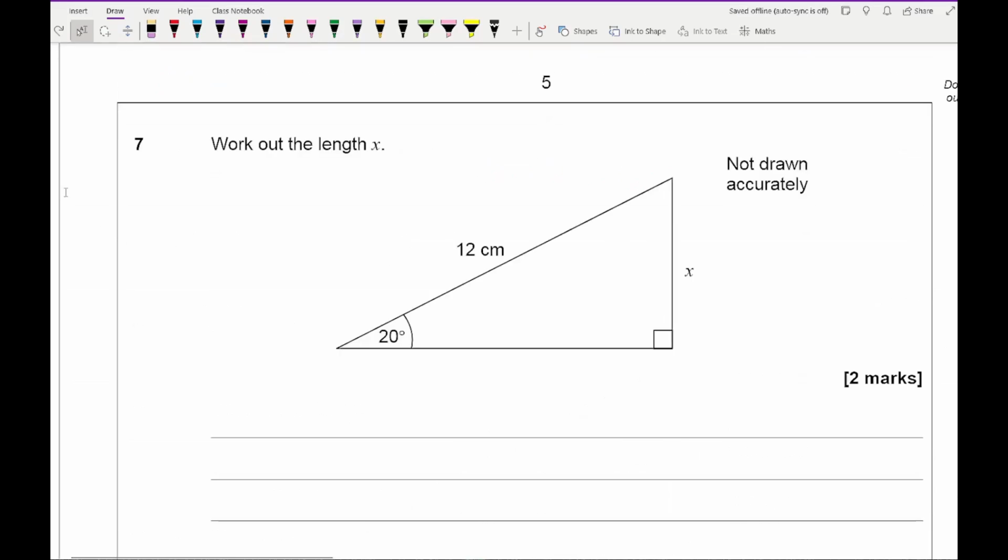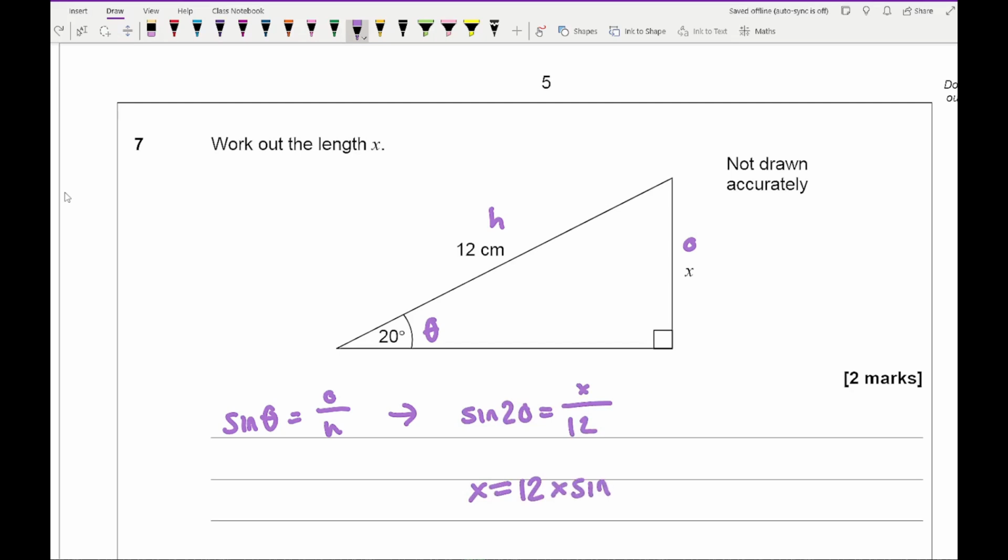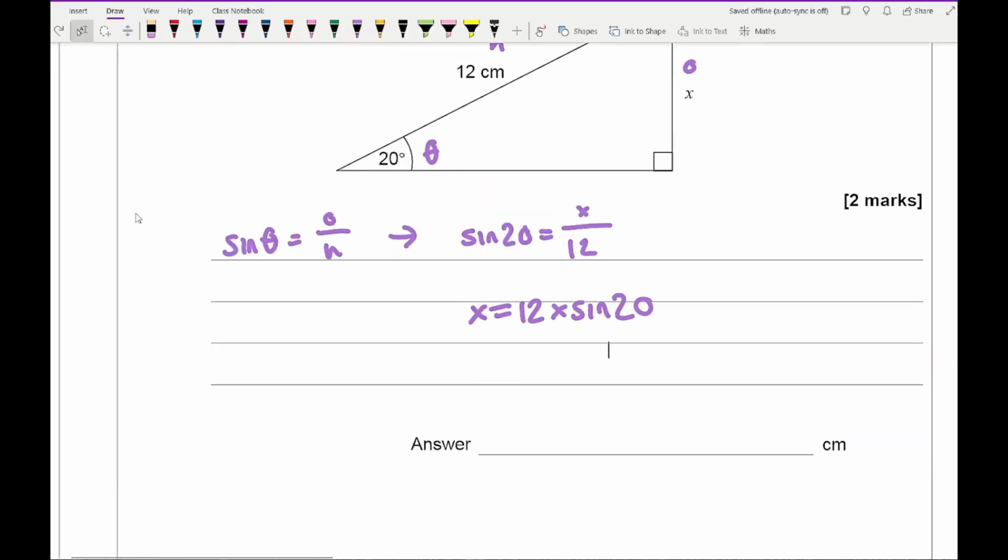Then moving on to question 7, it says work out the length of x. So this is going to be a trigonometry question, because I've got a right angle triangle, two sides and an angle. So if I start by labelling what I know, so I've got theta, I've got the hypotenuse, and I've got the opposite. So I'm going to be using sine, so sine theta equals opposite over hypotenuse. So this is going to then equal sine 20 equals x over 12. So x equals 12 multiplied by sine 20, and that's going to give me an answer.